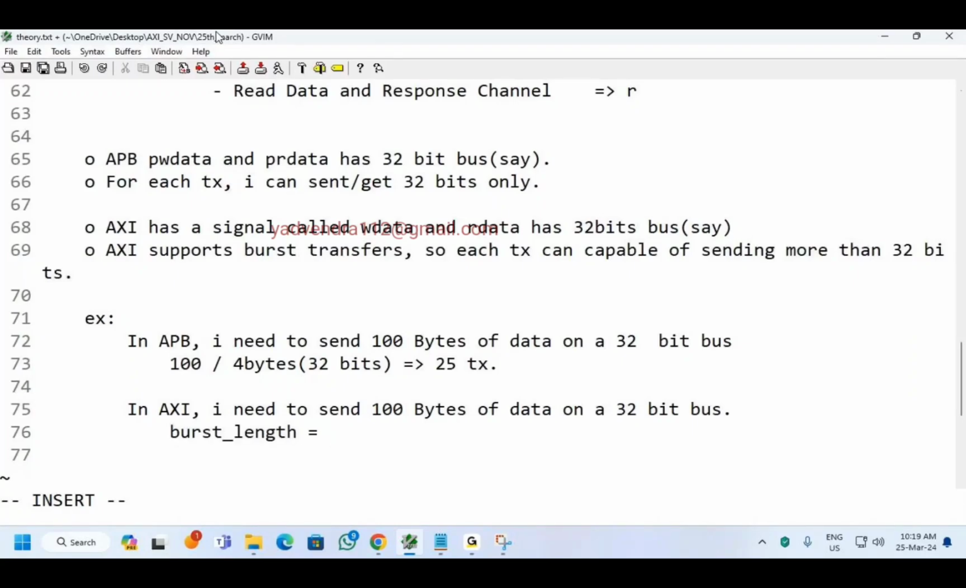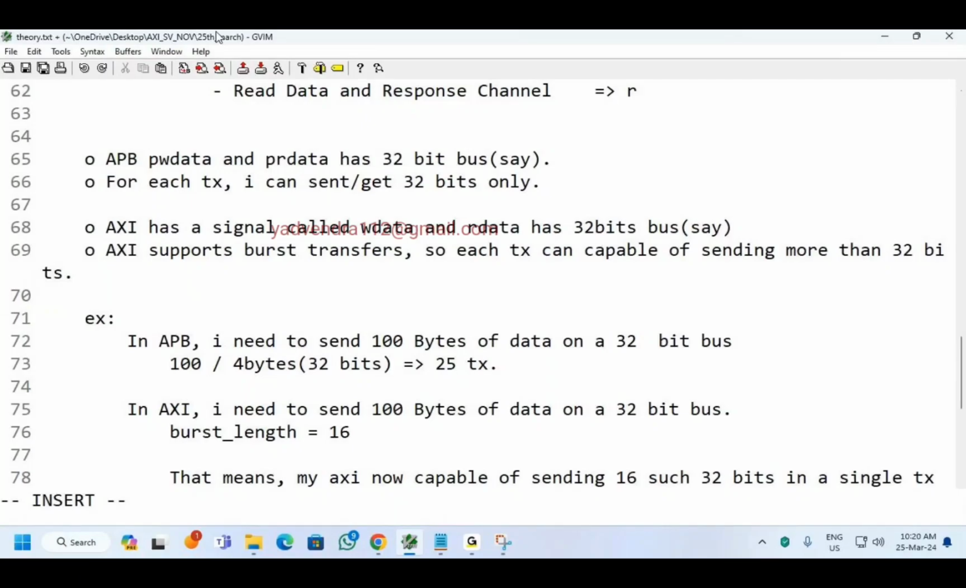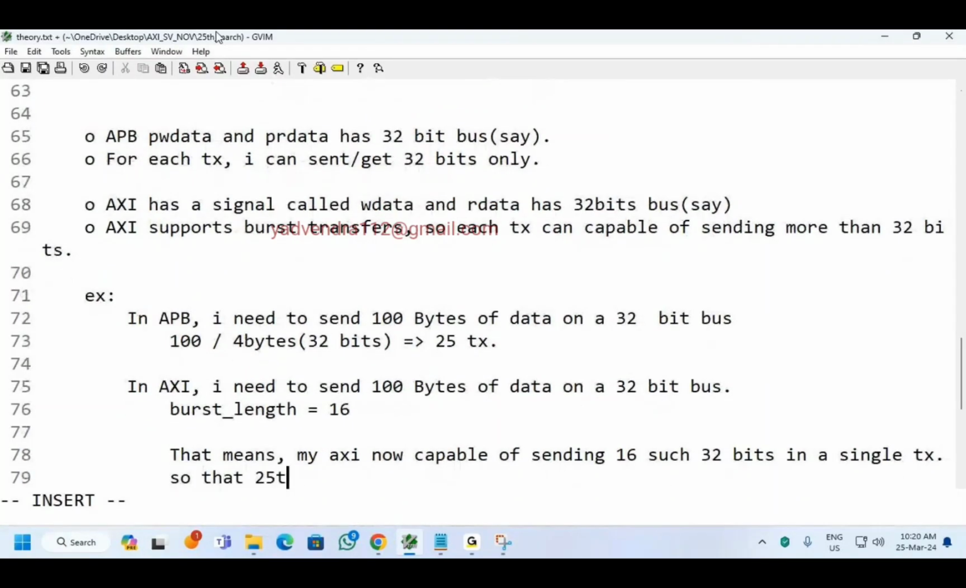Say AXI3 supports 16. Let's assume burst length is 16. That means my AXI is now capable of sending 16 such 32 bit items in a single transaction. So that 25 data items, that 100 bytes of data to send to the slave, requires only 2 AXI transactions.